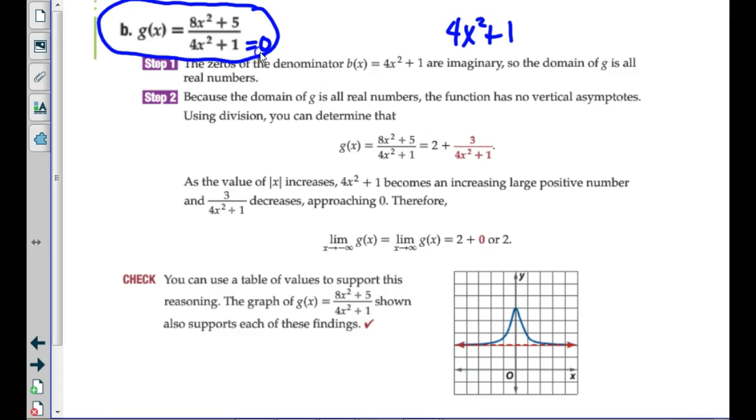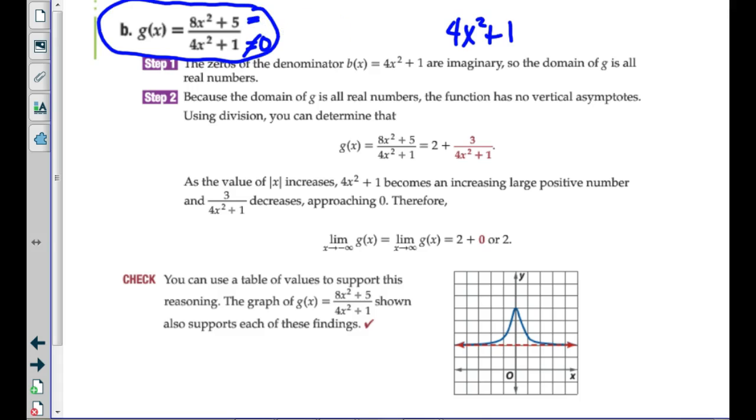So it doesn't ever equal 0. Think about that. If you square something, it's positive, right? Times 4 plus 1. Even if you put a 0 in, you add 1, it's never going to be 0. So the domain is all real numbers, has no restrictions. And the top, is that ever going to equal 0? No, so it has no x-intercepts.